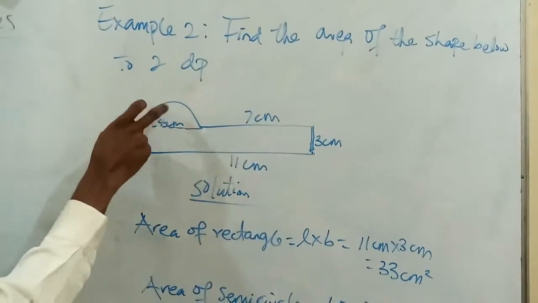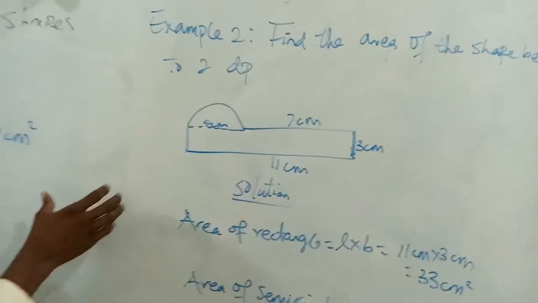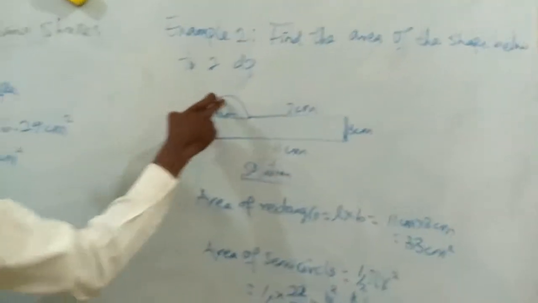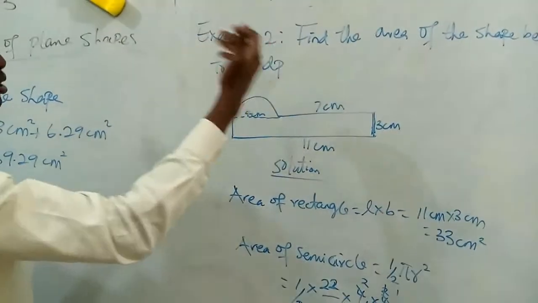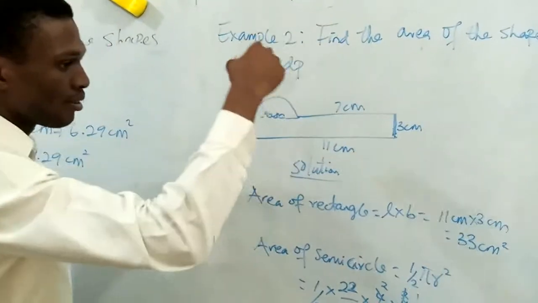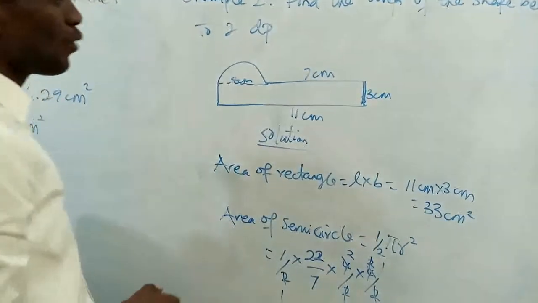And we have a semicircle on the board. So we apply the formula for calculating the area of each of the shapes, beginning with the rectangle or any of them. You can start from here. So we started with the rectangle and our area is given as length times breadth. That's 11 cm times 3 cm and it gives us 33 cm squared.